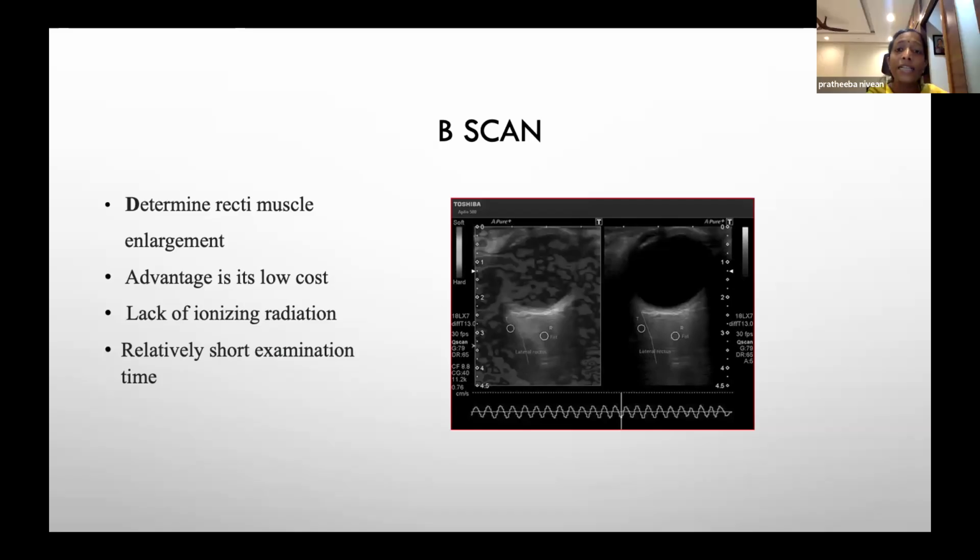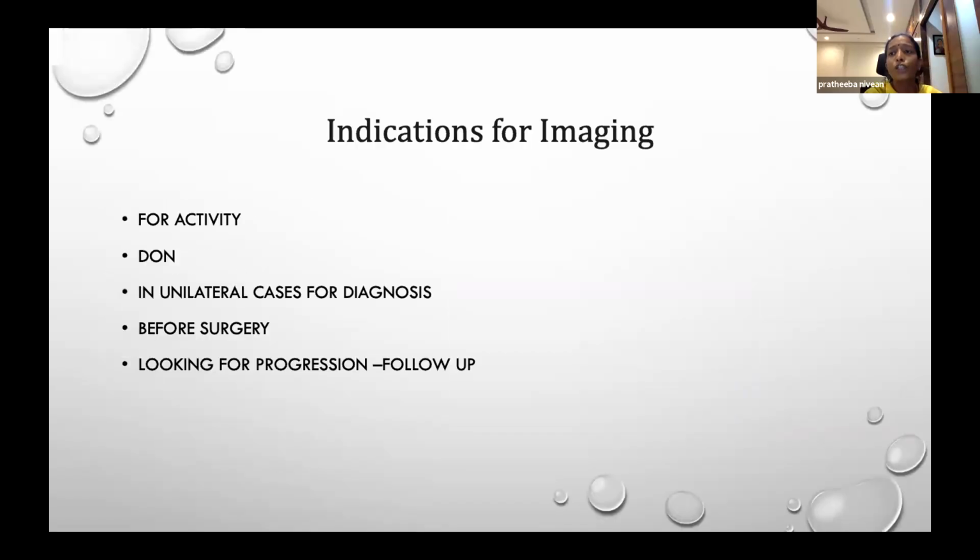And yes, B-scan was an important diagnostic tool earlier, because it is low cost and easily available. It doesn't have ionizing radiation, but it is very difficult to do the imaging, and the interpreter has to be skillful to detect the muscle and tell the size, and it might not be the same. It cannot be repeated every time. So B-scan is not the preferred choice of imaging, the preferred choice of imaging is MRI.